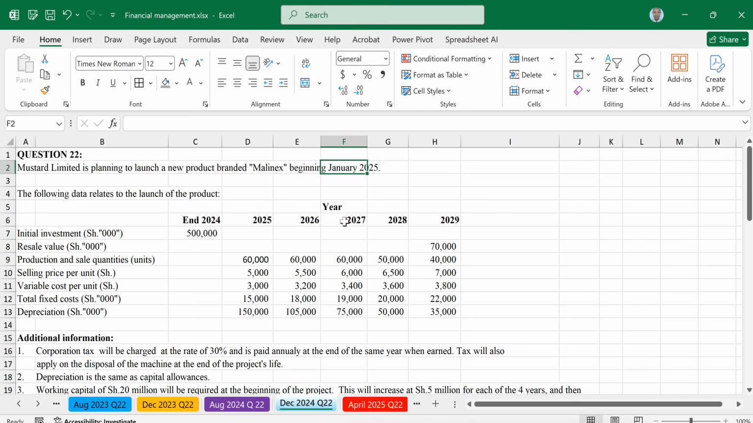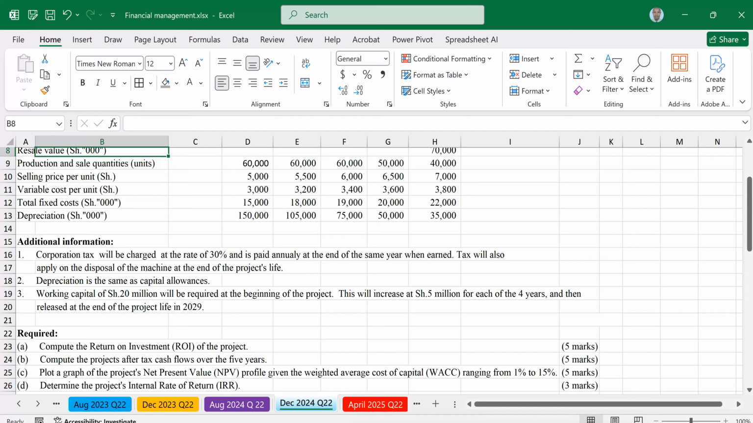We have here the end of 2024, year zero. The initial investment is 500,000. These are the annual project duration periods. The resale value is 70. Production and sale quantities in units can also be seen, along with selling price per unit, variable cost per unit, total fixed cost, and depreciation.